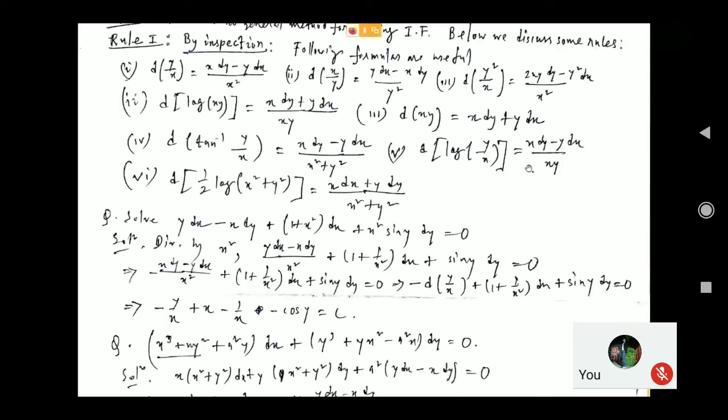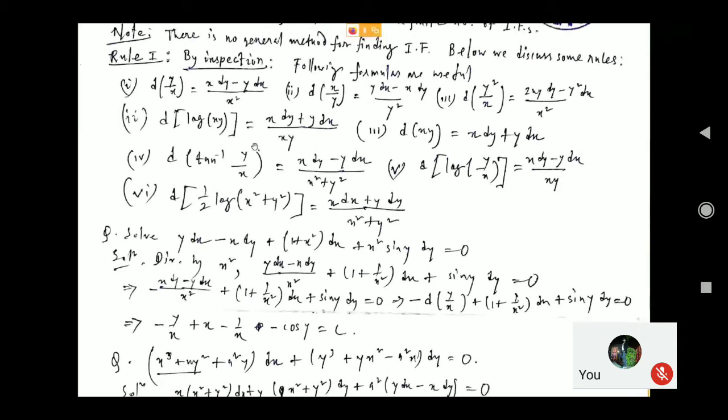So these are the formulas you need to commit to memory, or you can derive them directly by the product rule of derivative or the division rule of derivative, and derive all the formulas. You check at home how the proofs of all this work.